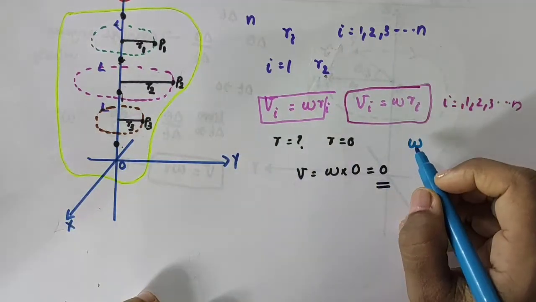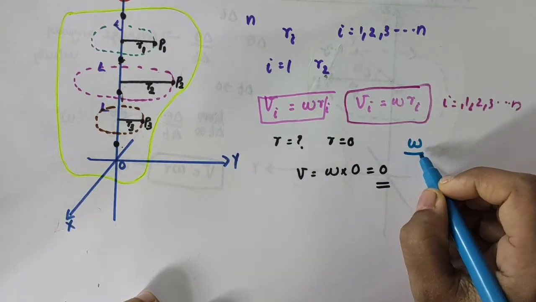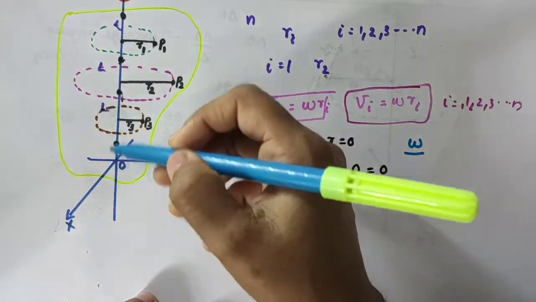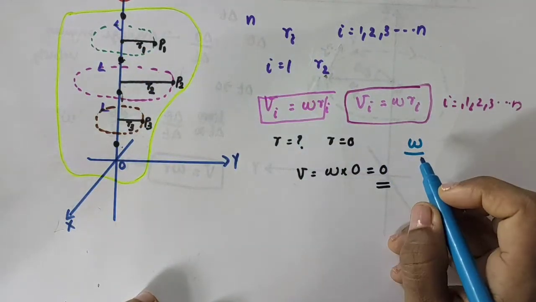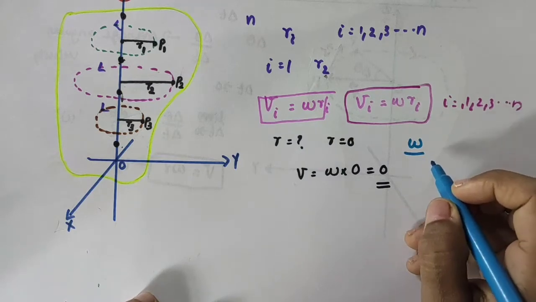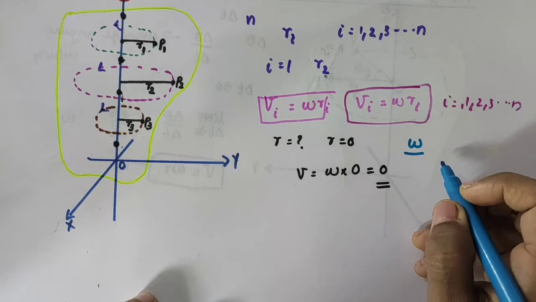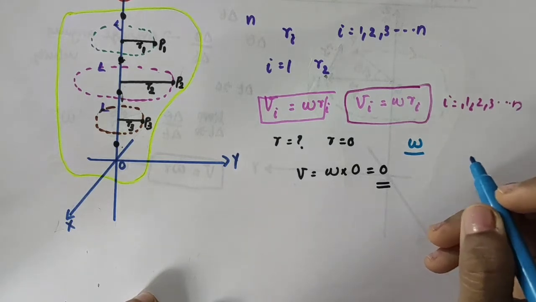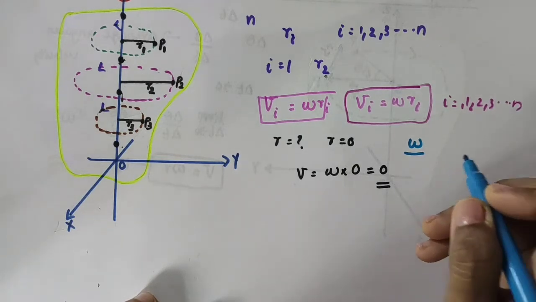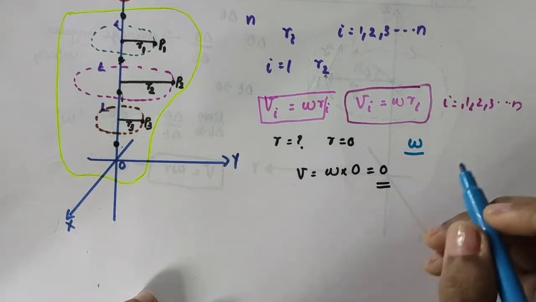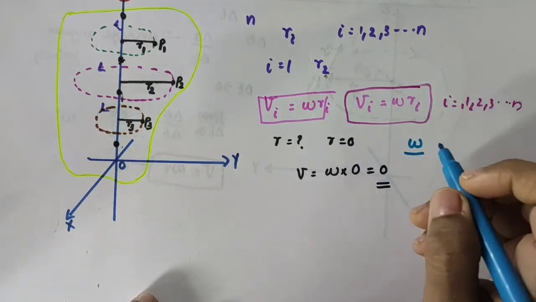So this angular velocity omega is a vector quantity. For rotation about a fixed axis, the angular velocity vector lies along the axis of rotation and points in the direction in which a right-handed screw would advance if the head of the screw is rotated with the body. Don't worry about hearing all these sentences. Let's see how it works.